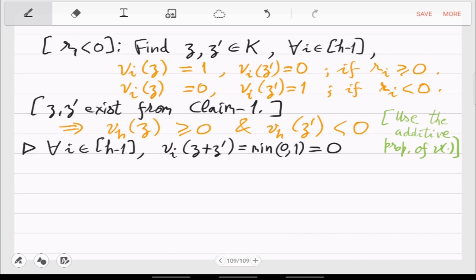So you get 0. Is that clear? Because Z and Z prime, the valuation is always different. So you just pick the minimum one, that will be 0. And which means what? Yeah, so 1 to H minus 1 valuation is 0. So you get for VH by the red identity also 0.